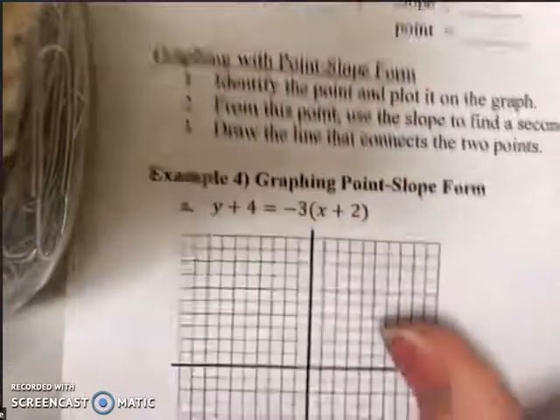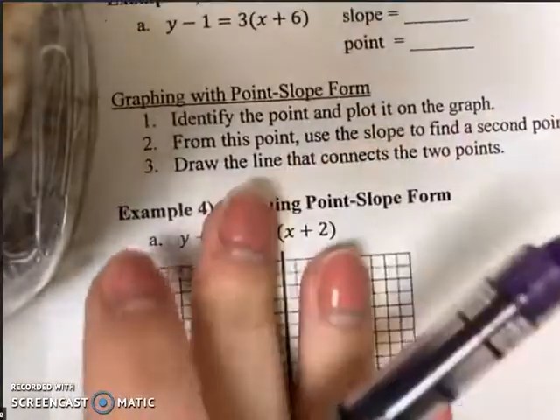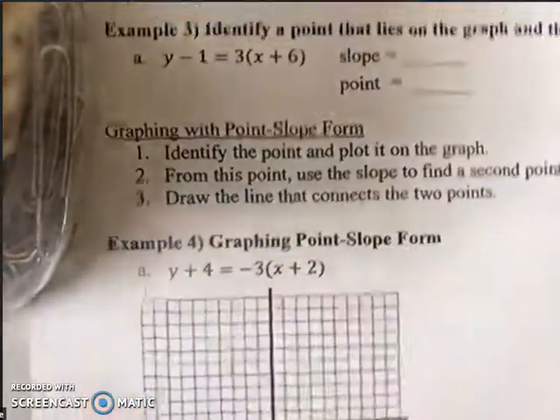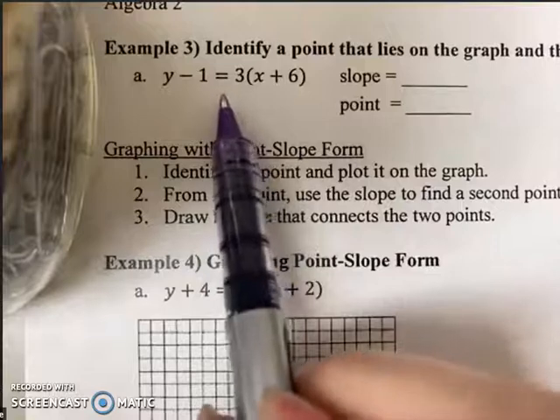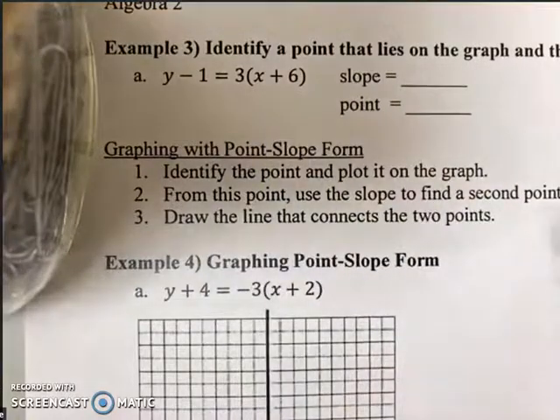Let's move on to example 3. We are now moving on from slope-intercept form to point-slope form. Now, for example 3, we're just analyzing these equations.